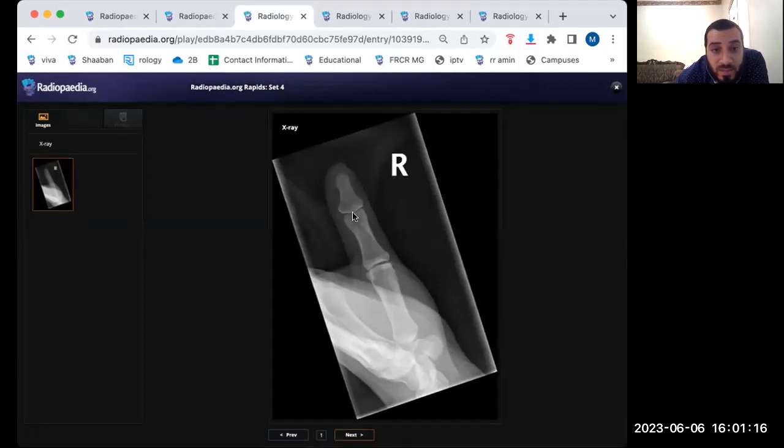Here is the thumb, the normal phalanges and the base of the thumb, the pisiform, everything here is normal.